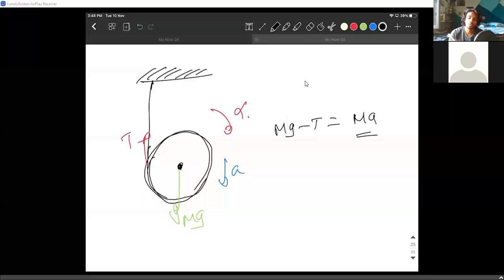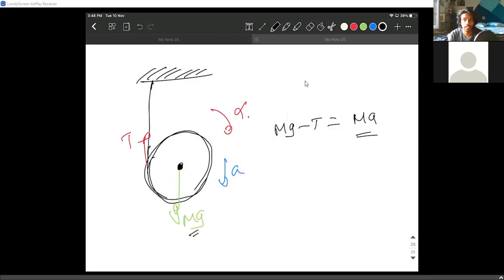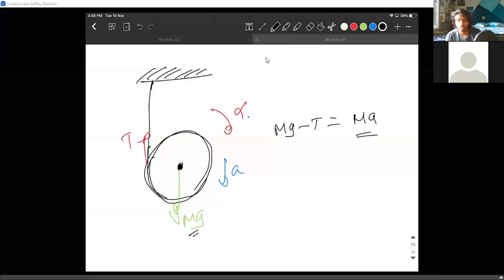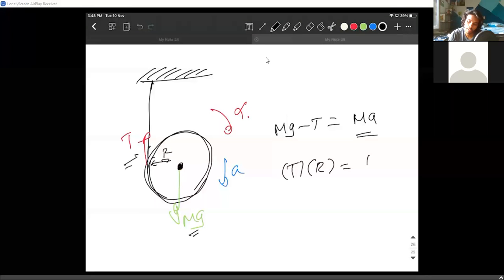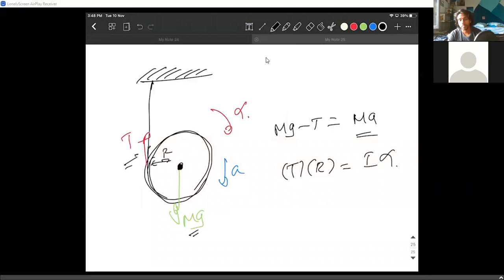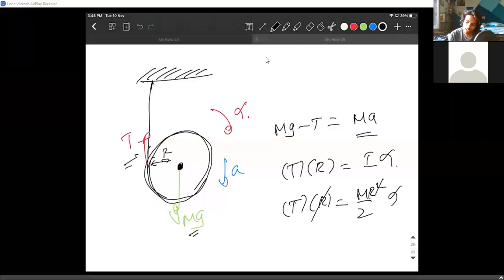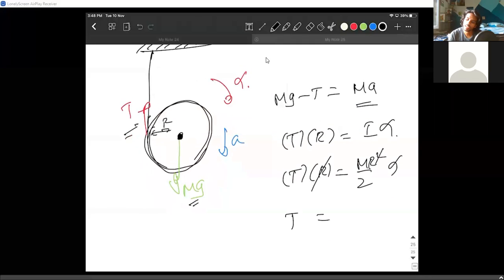So I'm going to write the torque about the center. mg cannot create any torque because it is passing through the center only, so there is no torque there. Only tension creates the torque: tension into perpendicular distance r. T into r equals I alpha. So T into r, my I is nothing but mr square by 2 into alpha. R cancels out. So T equals mr alpha by 2.